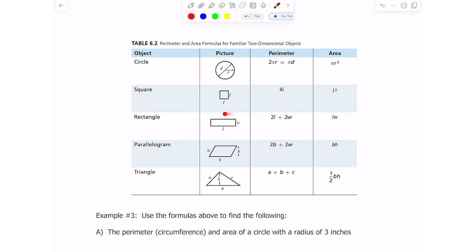For a rectangle, it's 2 times the length plus 2 times the width, because you have 2 lengths that are the same and 2 widths that are the same. And the area is length times width. For a parallelogram, it's going to be basically the same formula that we use for a rectangle to get the perimeter. They just use B and W instead. And then for the area, it's the base times the height of the parallelogram. So that is the difference between the two. And then the triangle, to find the perimeter, it's just A plus B plus C. And to get the area, it's going to be half of the base times the height.